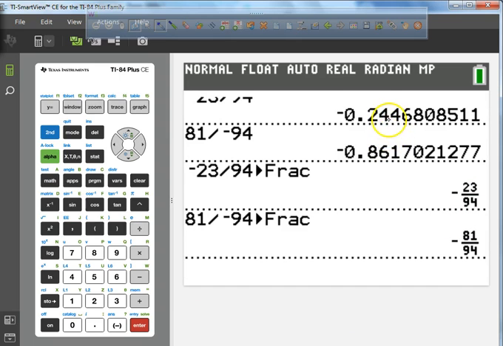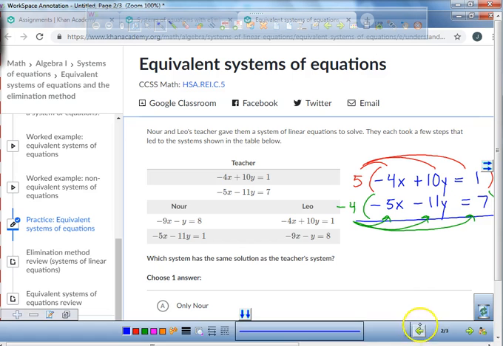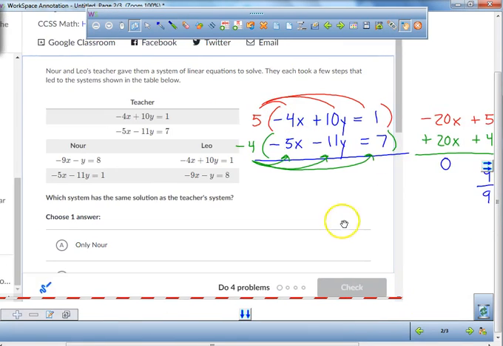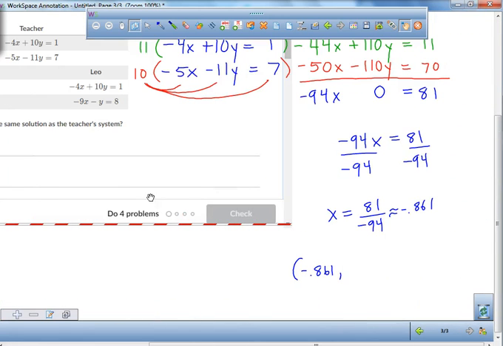So now we're going to go to Desmos and see if Desmos spits out that this is one of them and that is the other. Okay? So this is our x. So we're looking for what? Negative 0.861. And what's our y value? We look at it. Negative 0.245. So we're looking for negative 0.861, negative 0.245.